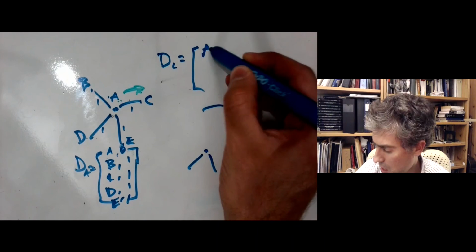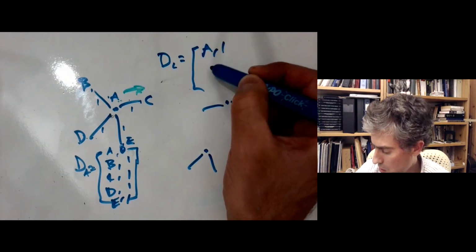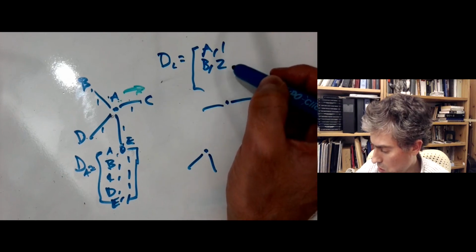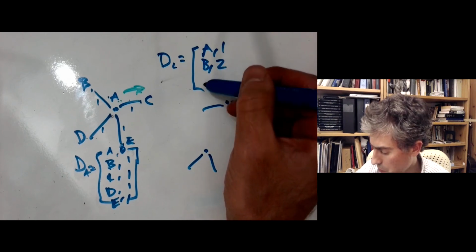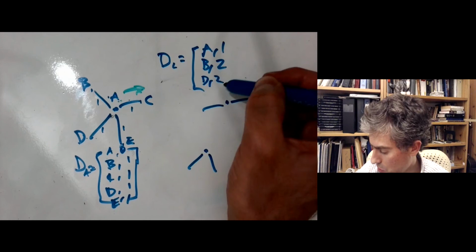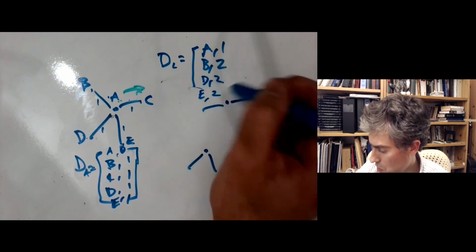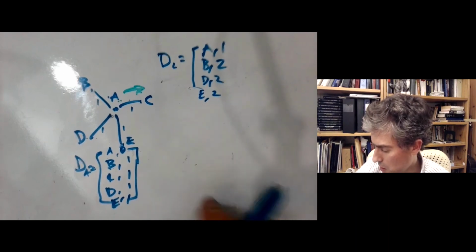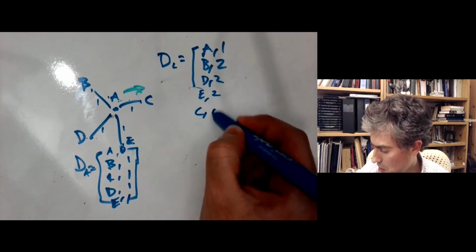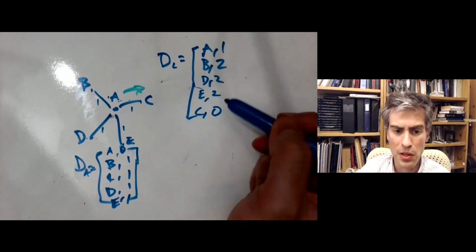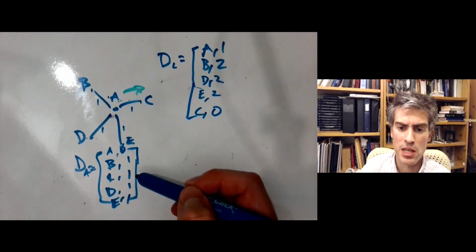can reach A in cost 1, C can reach B in cost 2, and can reach D in cost 2, can reach E in cost 2, and of course, just for completeness, maybe reach C in cost 0. Okay, so this is a distance vector that C might build after it gets this information from its neighbor.